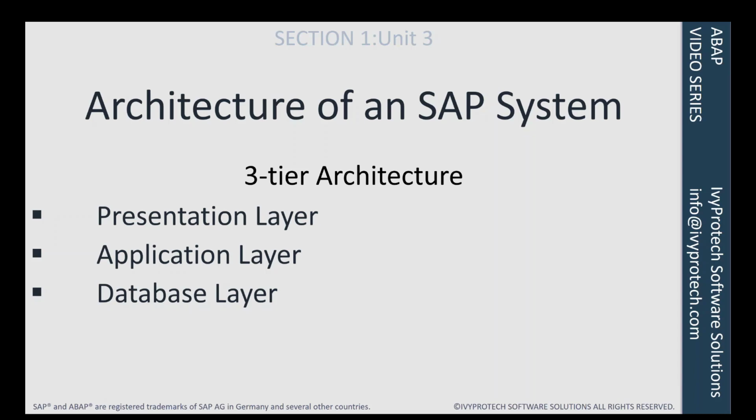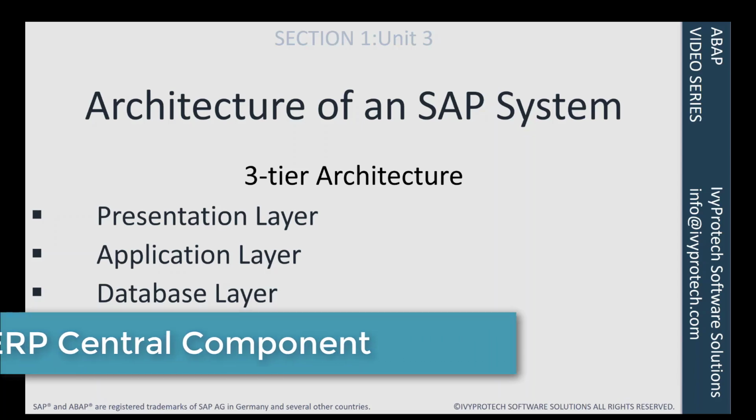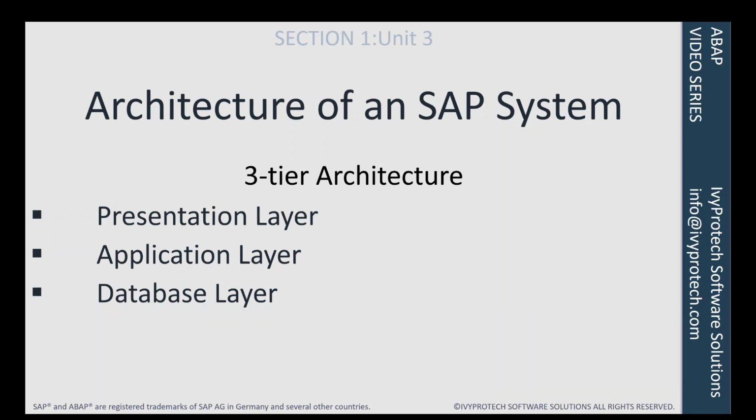So we have two-tier architectures, multi-tier architectures. SAP uses a three-tier architecture. It was previously called the R3 system, representing a real-time three-tier architecture system. But now we no more call it an R3 system. We call it the ECC system. So an ECC system is basically a three-tier system consisting of a presentation layer, application layer, and a database layer. We'll try to understand these three layers in detail.